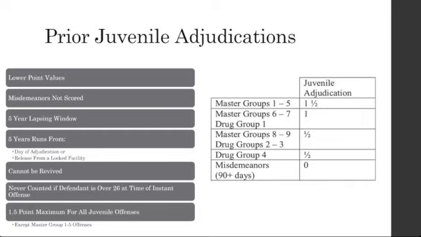Now, juvenile adjudications have a 1.5 point maximum for all juvenile offenses. There is an exception to this. If the defendant has multiple master group 1 through 5 adjudications, so they have, say, 3 or 4 master group 1 through 5 adjudications, separate events, remember, and also other adjudications, you're only counting the master group 1 through 5 offenses. So it goes up 1.5, 3, 4.5. So you can increase that maximum, but you're not counting any other adjudications, if there are any.